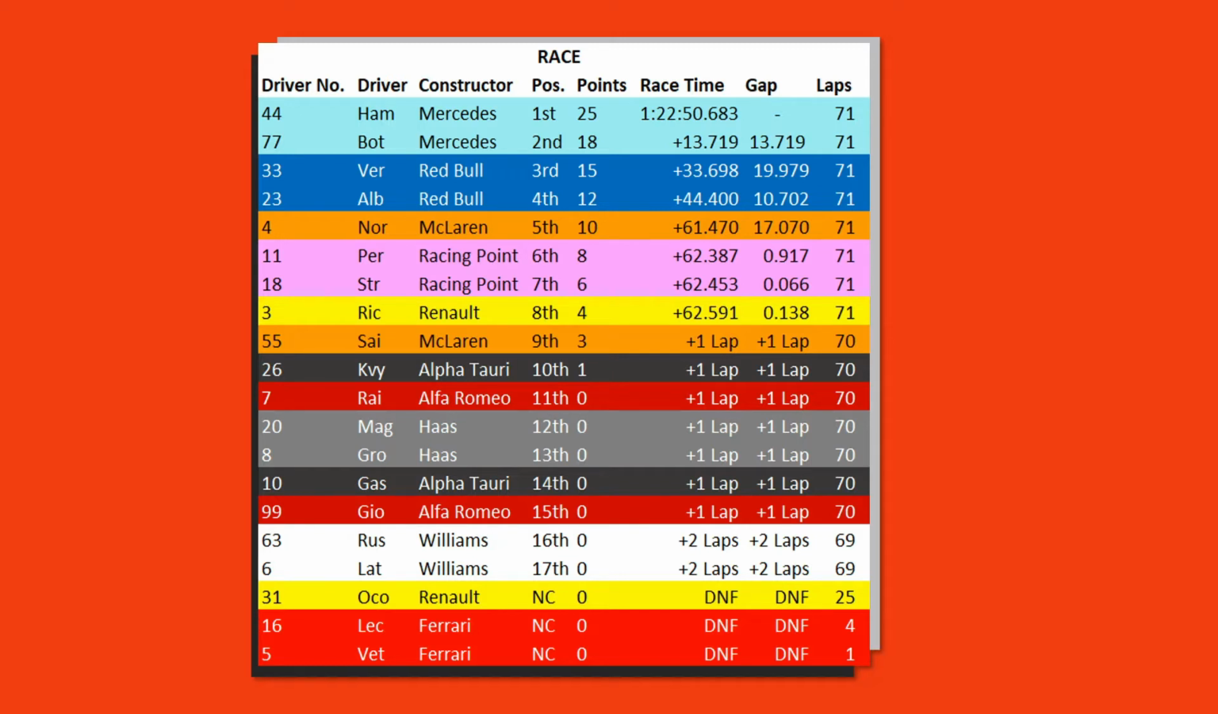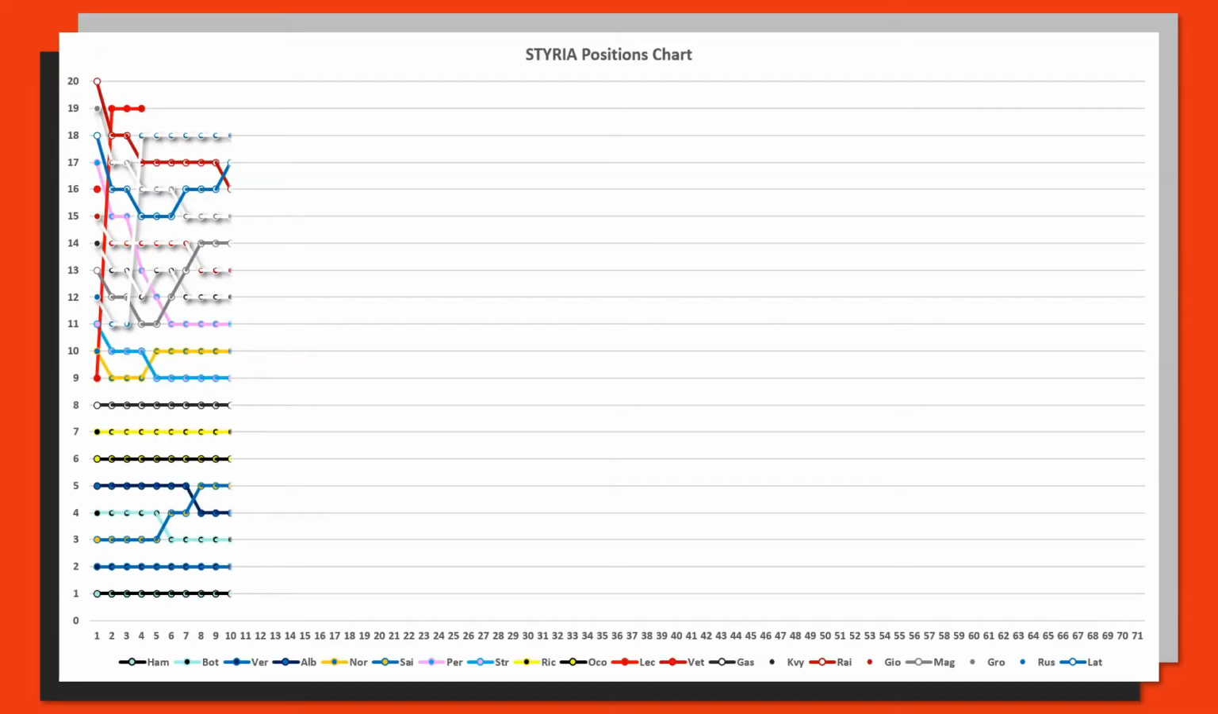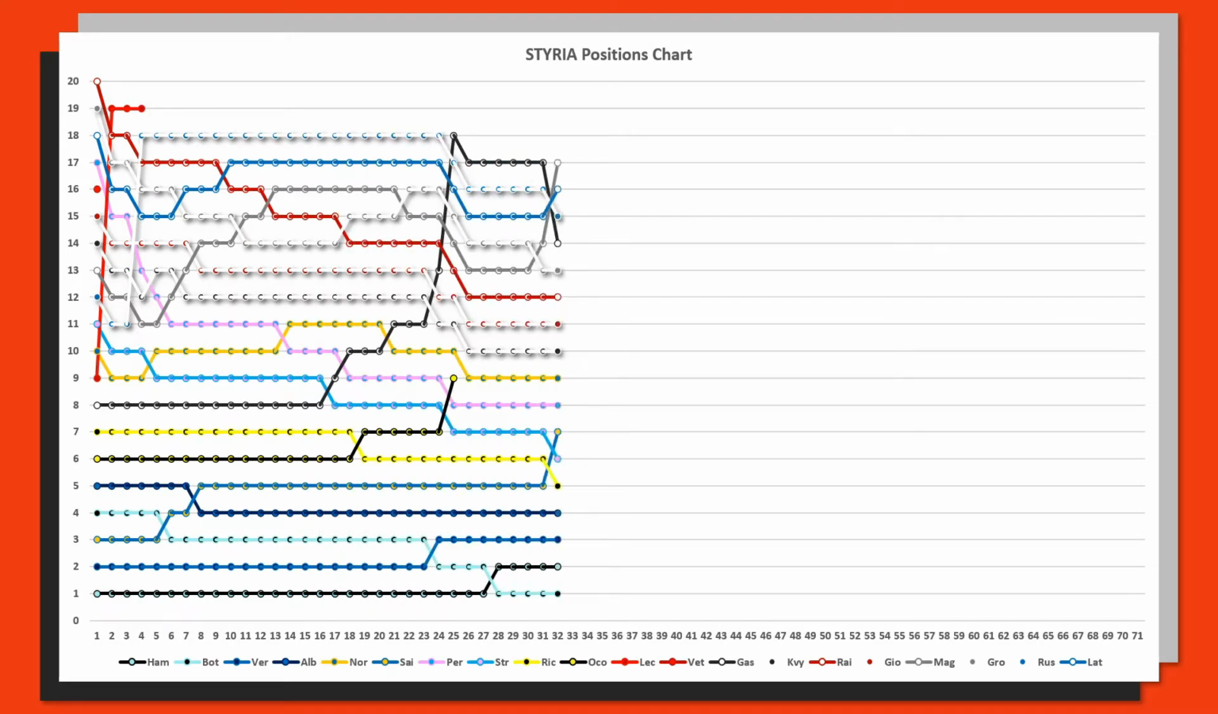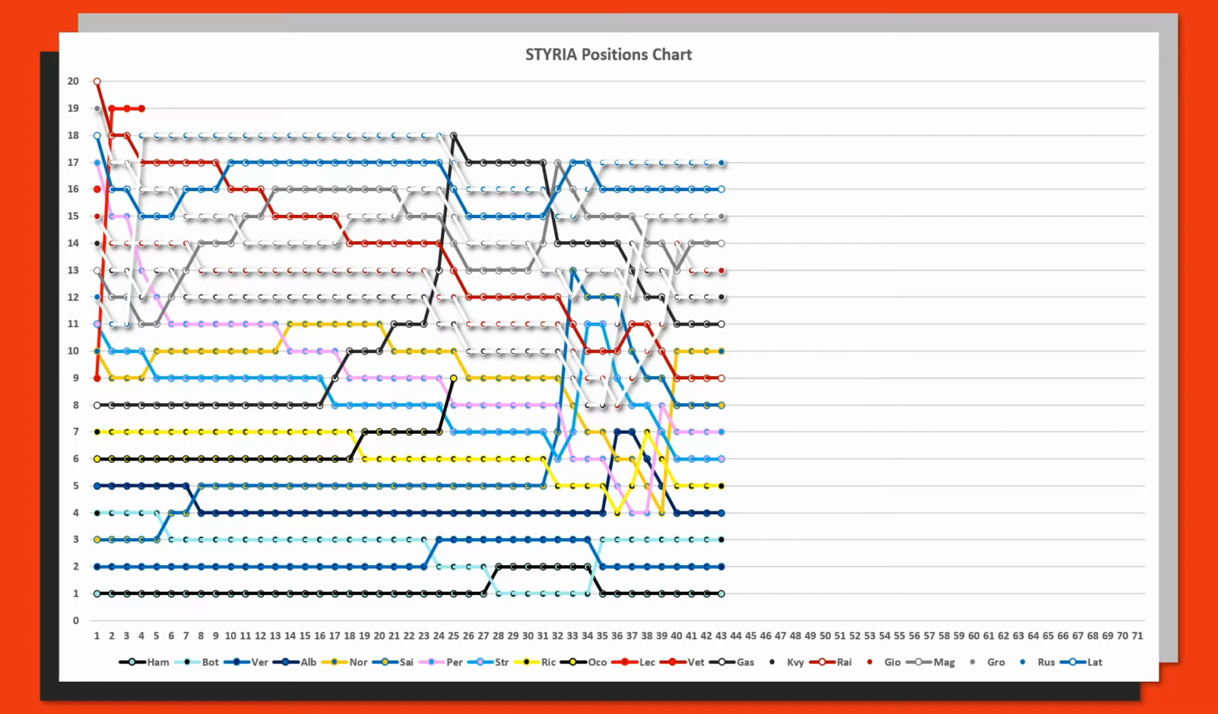However, what did this look like in terms of a position chart? So let's have a look at that right now for Styria. As we see everybody filling in, we get to a manic stage of pit stops in the middle, with lots of people changing positions throughout the midfield.